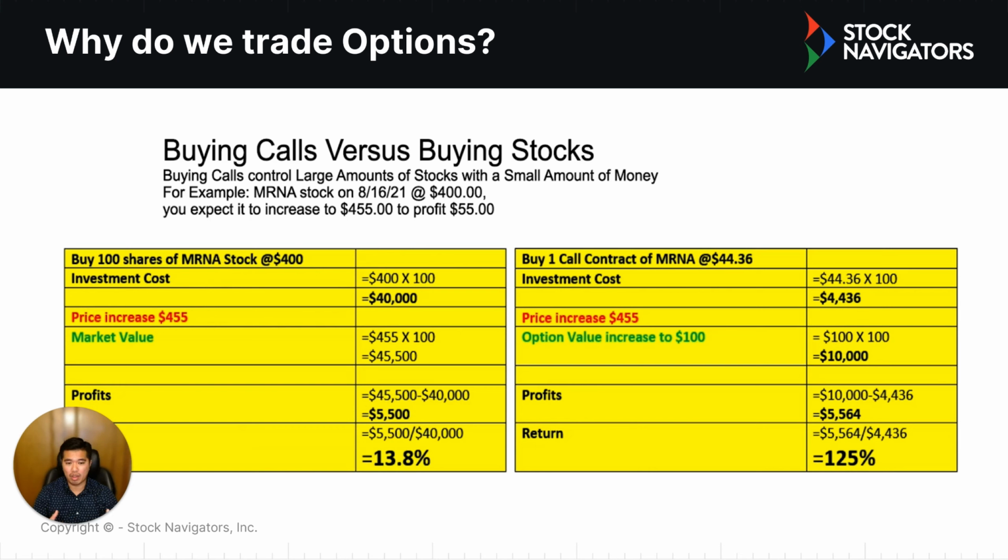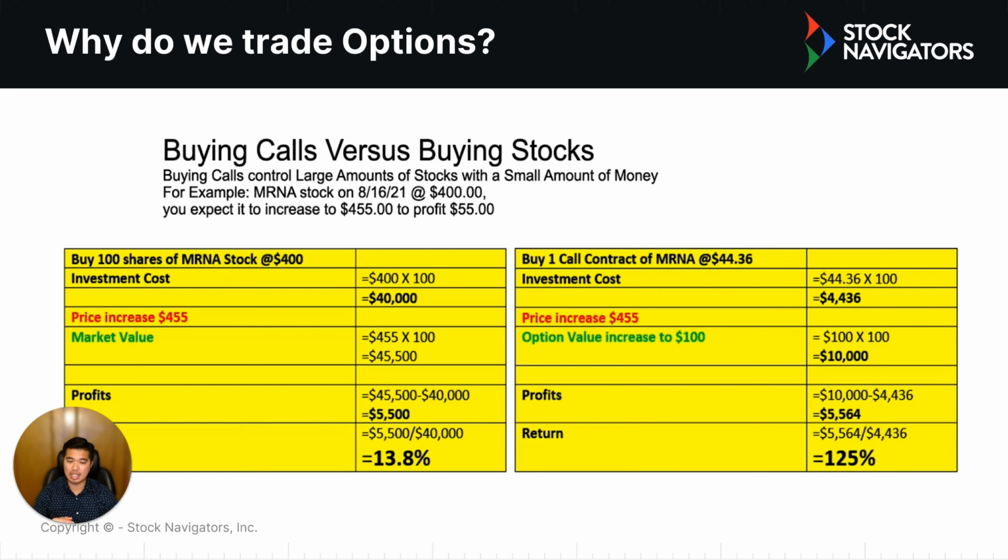So the net profit for you in this trade is $5,564 per contract. If you look at the rate of return compared to trading stock, your rate of return on trading options is actually 125%, because your initial investment when you purchased the contract is only $4,436, compared to $40,000 if you were to trade by buying shares. That is the key difference between buying options and buying stocks.